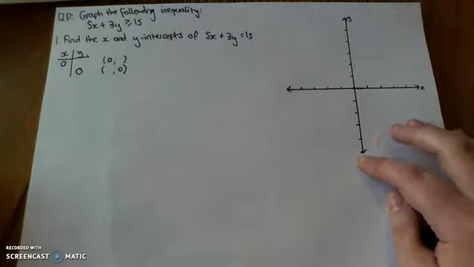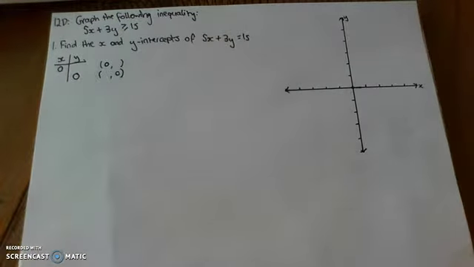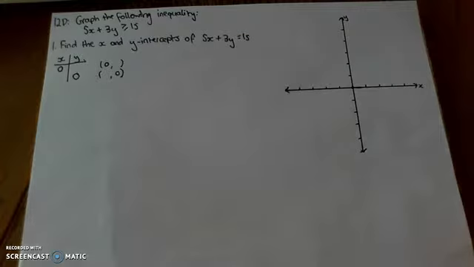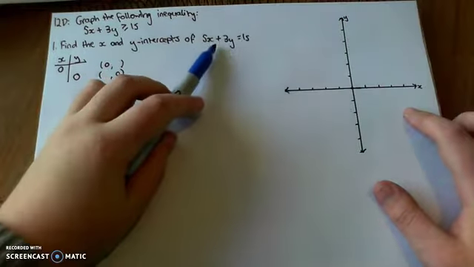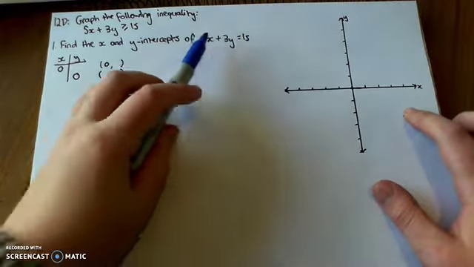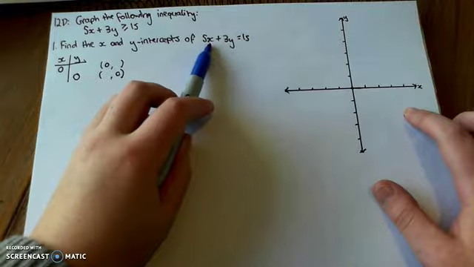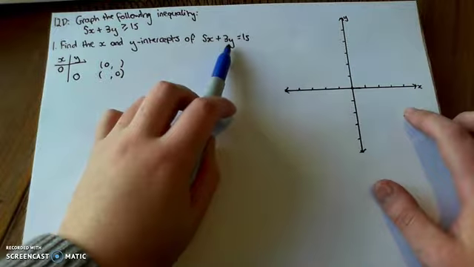So the way that we need to do that is by substituting in the values of x and y when they are equal to 0. What I mean by substituting is putting it into this equation. We're going to substitute in when x is 0 and substitute in when y is 0.